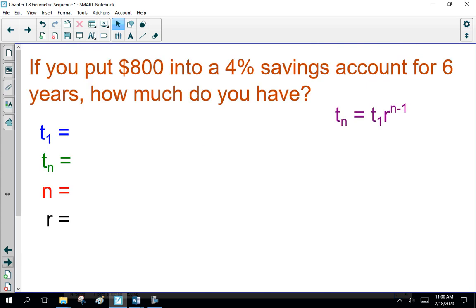So, here's one of my favorite trick questions. Now, as I've said before, you guys will show me you're smart. You can do the math. But it's the word questions that you have trouble with. So, working on this one: if you put $800 into a 4% savings account for 6 years, how much do you have?